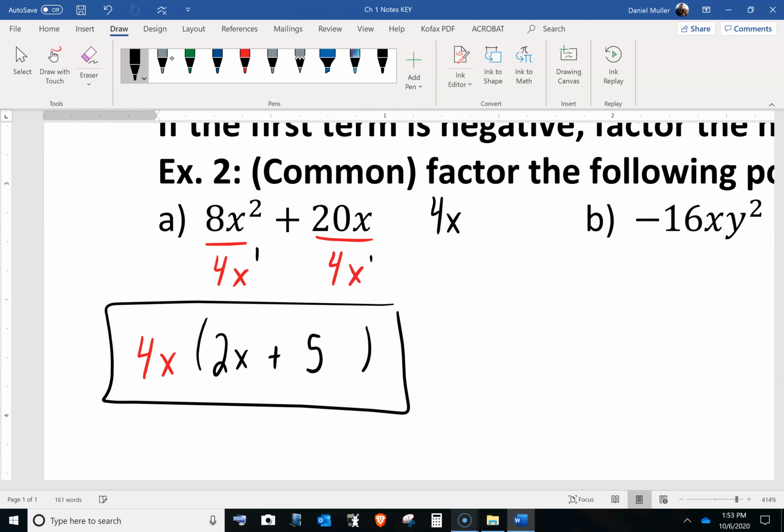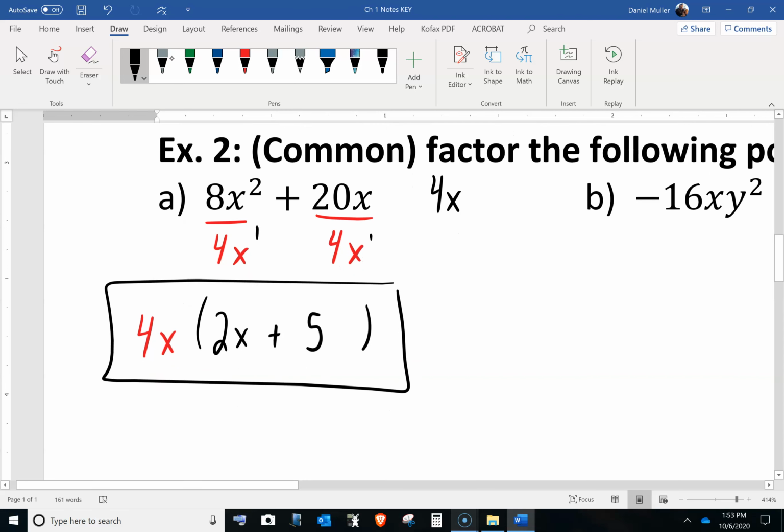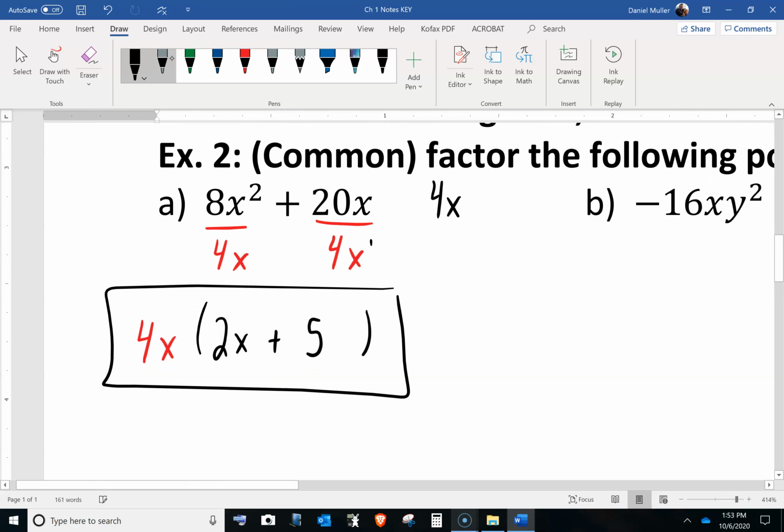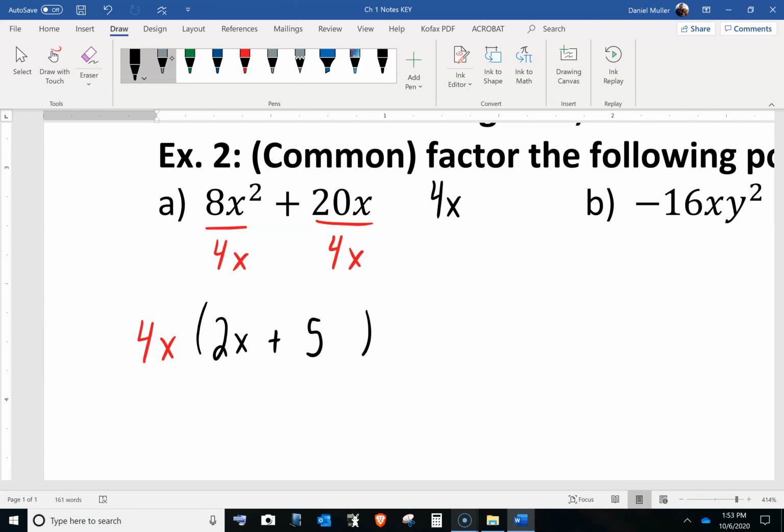Now, factoring means turn something into multiply. So right now, this thing was 8x squared plus 20x. That was something that was being added. It was a polynomial. But now I've turned it right here into 4x times 2x plus 5. So I've turned it into something that is predominantly a multiplication.